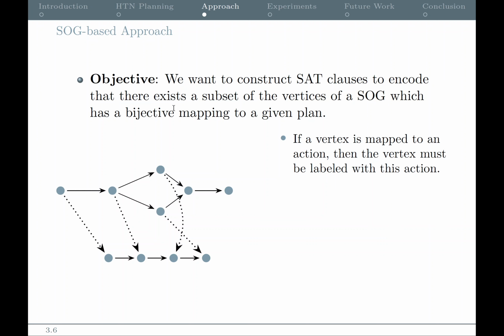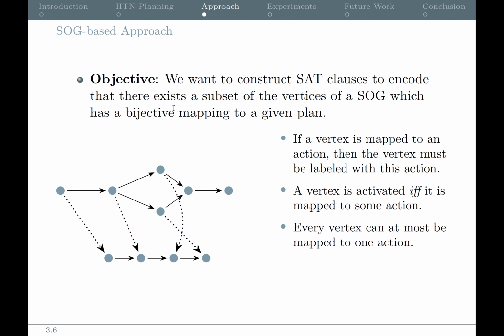The first one is that if a node is mapped to an action, then this node must be labeled with the same action name. The second one is that a node is activated if and only if it is mapped to some action. The third one is that every node can be mapped to at most one action. And the last constraint is that every action has one node that is mapped to it.